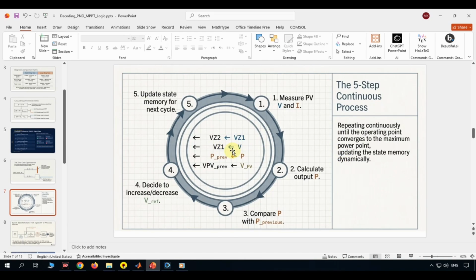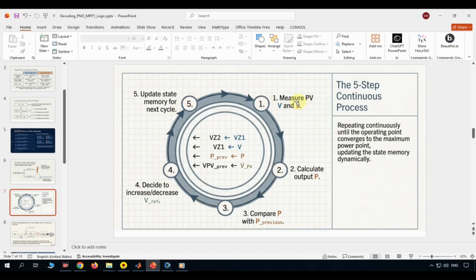Finally, the controller stores the latest values for the next sampling period. The voltage 2 steps ago is updated to the voltage 1 step ago. The voltage 1 step ago is updated to the present voltage. The previous power is updated to the current power. And the previous reference voltage is updated to the newly computed reference voltage. This continuous updating allows the controller to compare the present operating condition with the previous one and make the next decision.